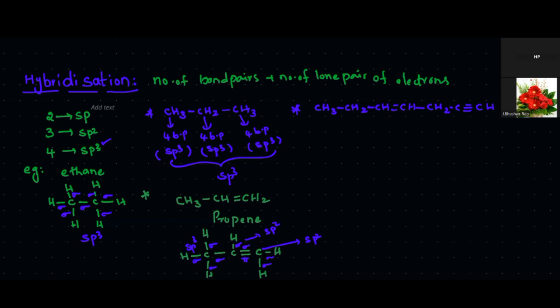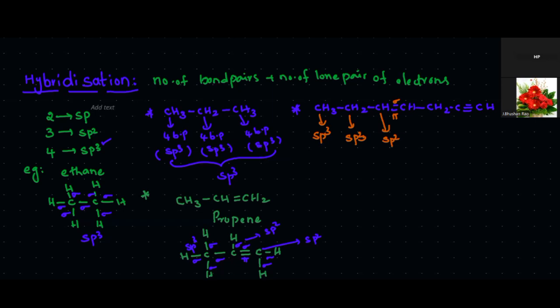Now identify the first carbon in this. Total 3 bonds plus 1, totally 4, means sp3. Next, this carbon, same, 2 hydrogens and 2 bonds with 2 carbons, sp3. Next, this carbon has 1 sigma, 1 pi bond, 1 hydrogen and this bond, totally 3. So this one is an sp2 hybridized carbon. Next, the adjacent one also looks like the same carbon, so this one is also an sp2 hybridized carbon.